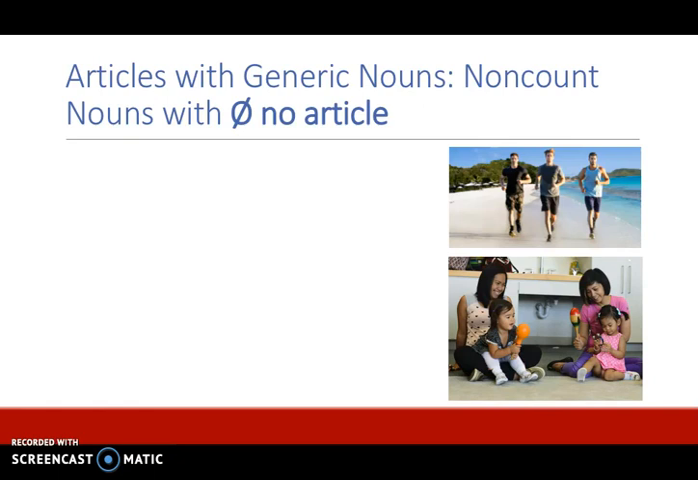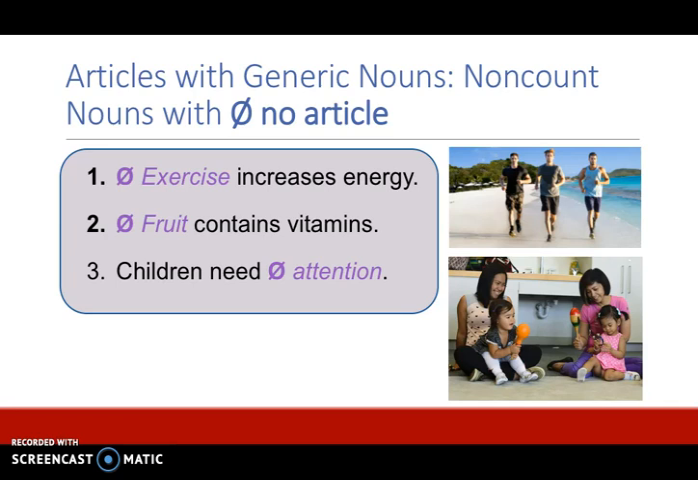Articles with generic nouns, non-count nouns with no article. Let's look at examples with non-count nouns. Number 1, exercise increases energy. Exercise is a non-count noun, and this is not something specific. It's not any specific exercise we're referring to. This is exercise in general.